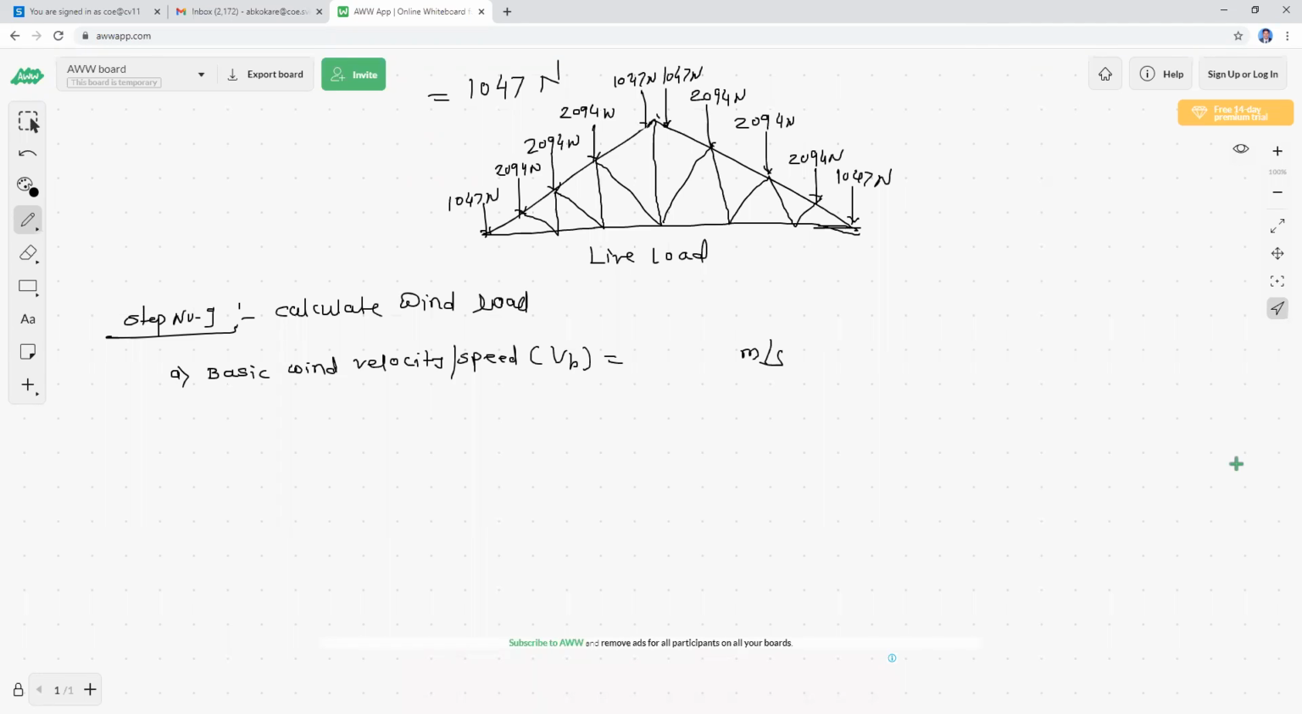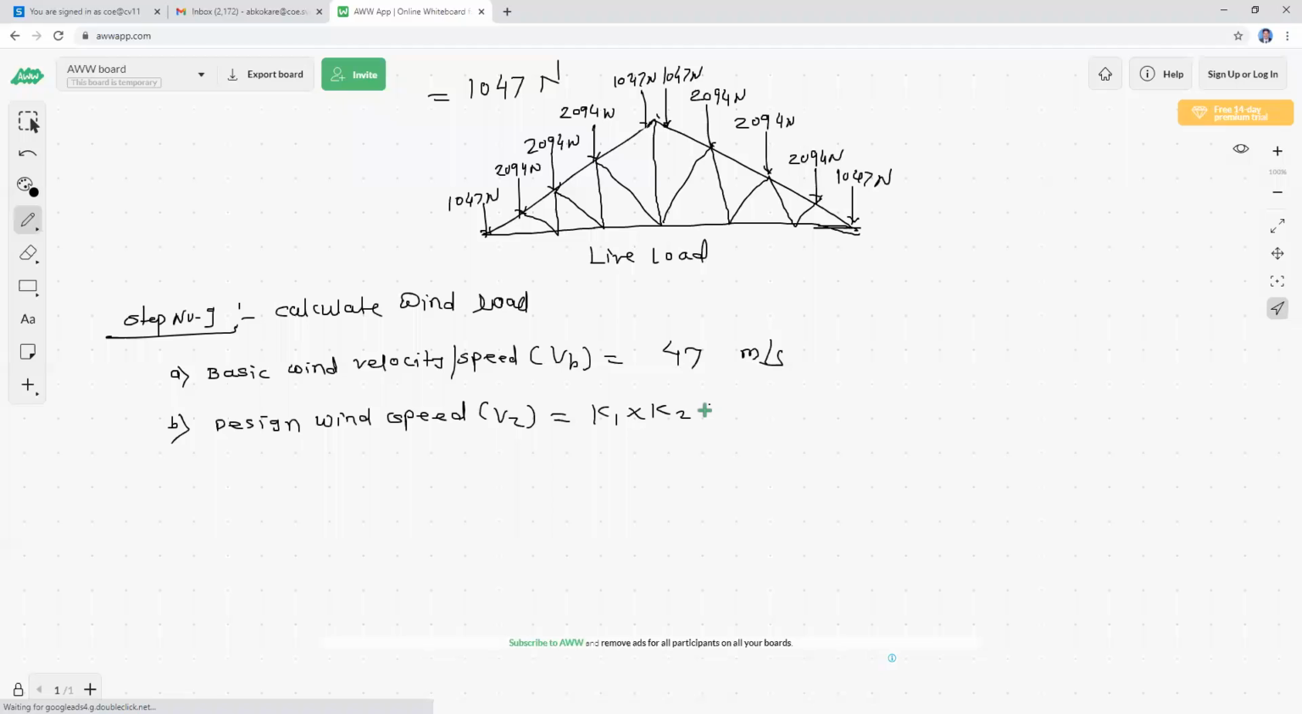47, correct. So 47 meter per second is the basic wind velocity or wind speed in Delhi. This is our first unknown we have calculated. Then second, we have to calculate the design wind speed. So design wind speed is the Vz. So how to calculate Vz?